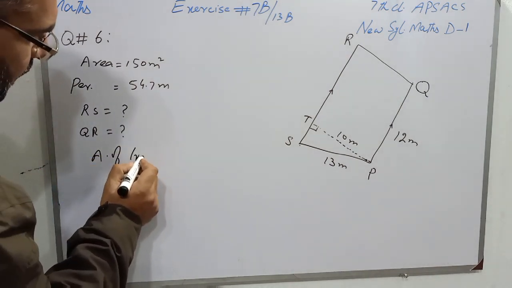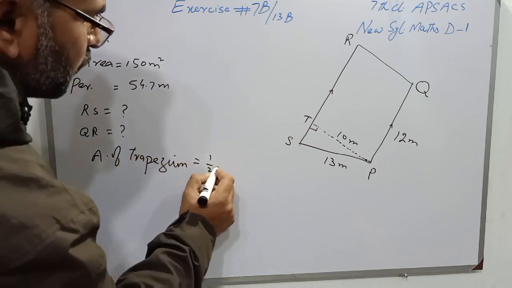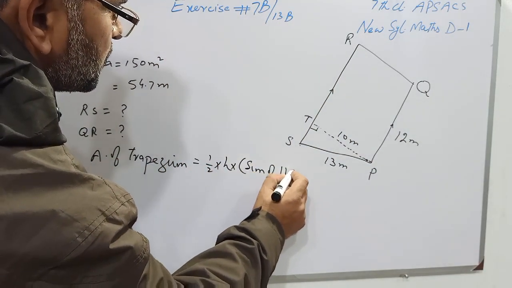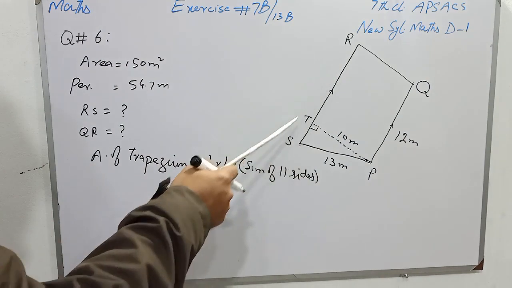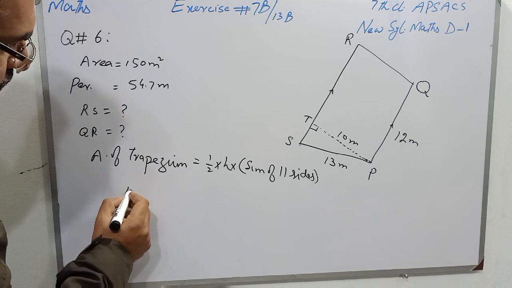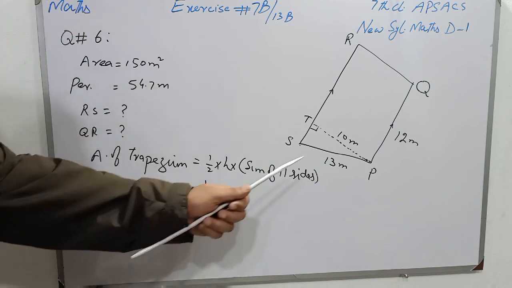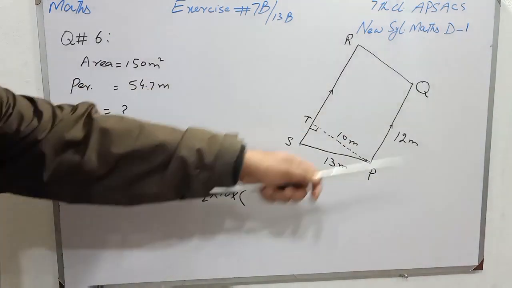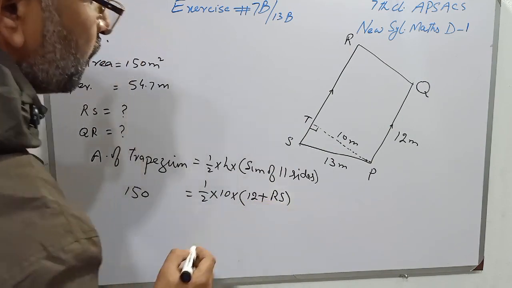Area of trapezium is equal to 1 over 2 multiplied by height multiplied by sum of parallel sides, and in this way we will find the length of RS. The area of trapezium is given, that is 150 meter square, so I will write 150 is equal to 1 over 2 and height is given, that is 10, multiplied by sum of parallel sides, and one parallel side is 12 and the other parallel side RS we have to find.